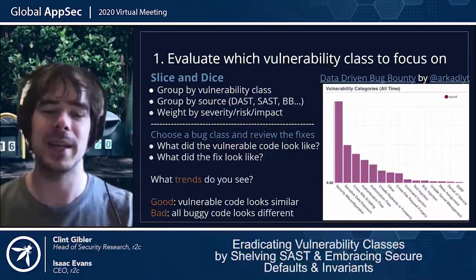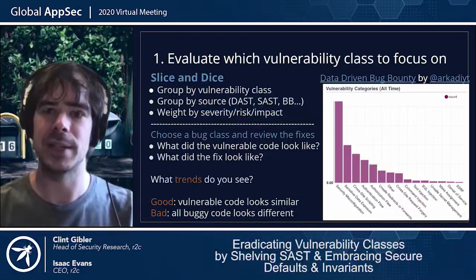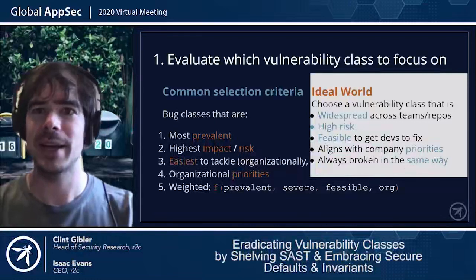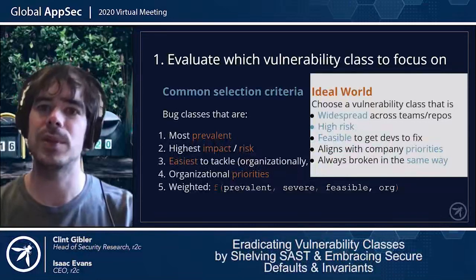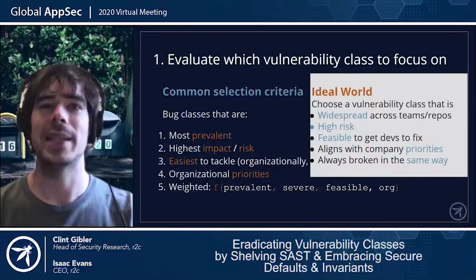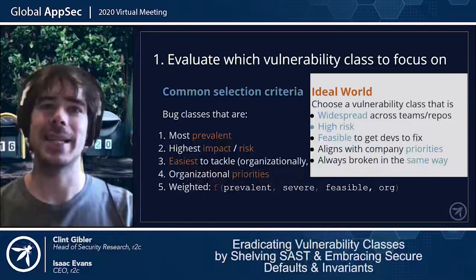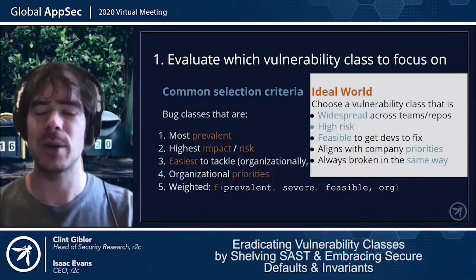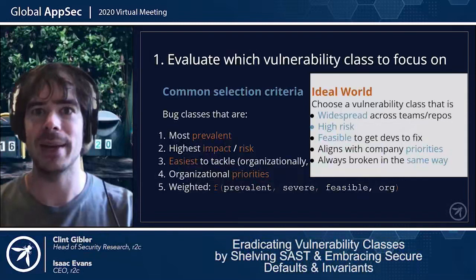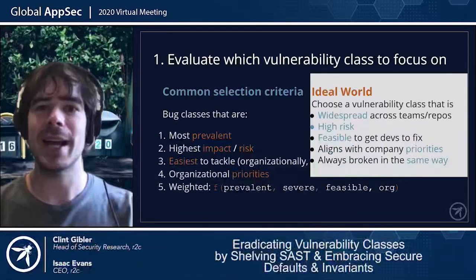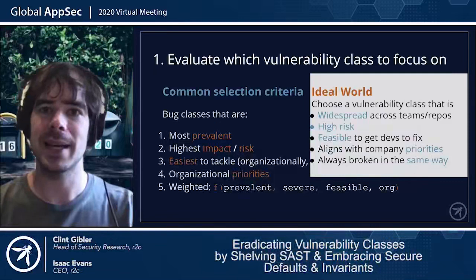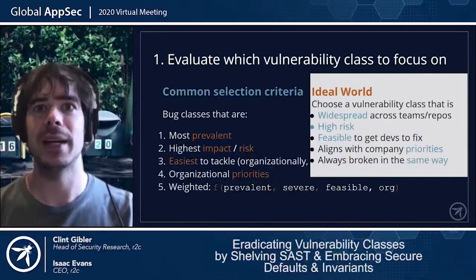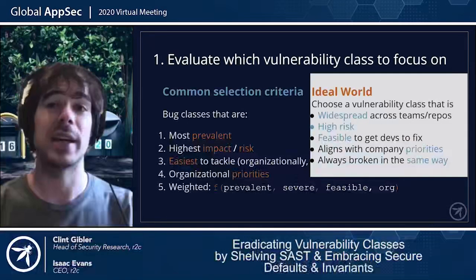So in that case, it's going to be a bit hard to generalize and stamp it out, unfortunately. So again, going back to our common selection criteria, in an ideal world, you're going to be able to choose a vulnerability class that is widespread across many teams and repos. It's high risk. It's feasible to get developers to fix it, and it aligns with your company priorities. And again, it's always broken in the same way. So realistically, probably not all of these are going to be the case for every bug class. But if you can have at least, say, a couple of these or most of them, it's going to be much easier and better for you to target those vulnerabilities.